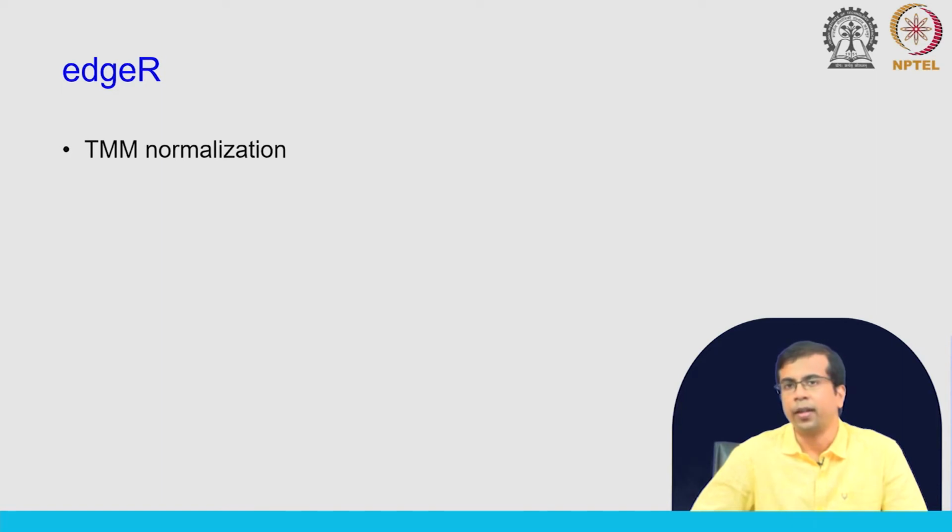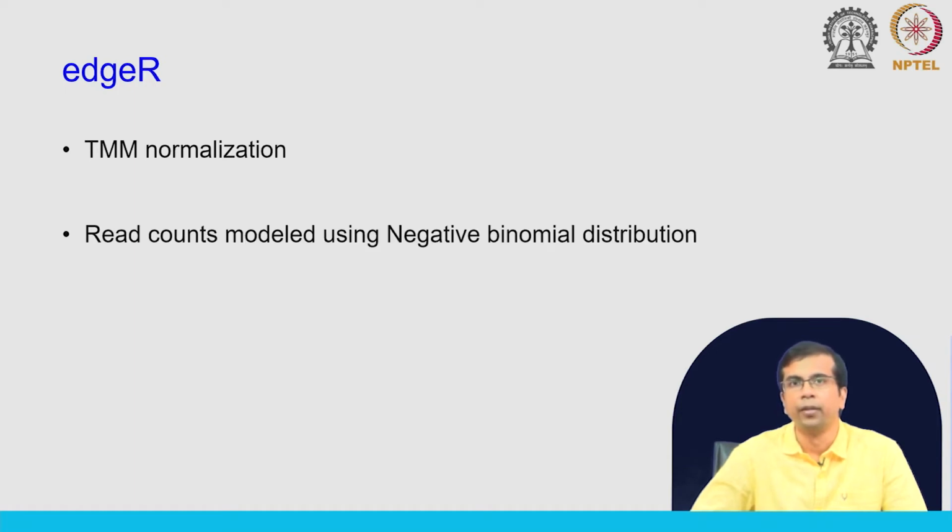So, edgeR actually uses very similar concepts, similar steps, but there are some differences. edgeR also starts with raw count data, and it does the TMM normalization to generate the normalized count data. We have talked about TMM normalization, and again we have seen this method can account for some of the RNA composition bias that might be present, right.